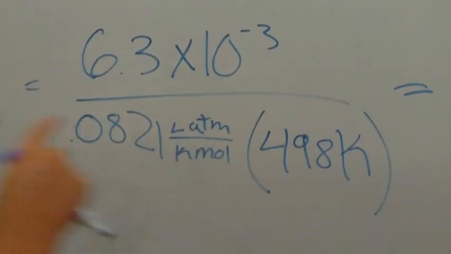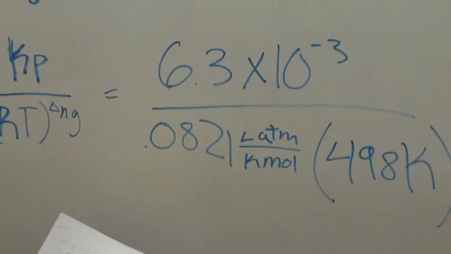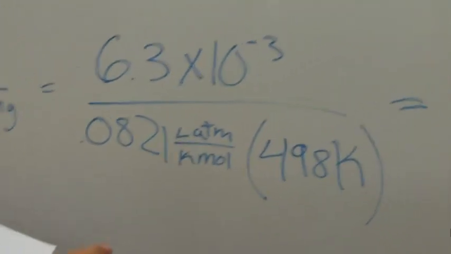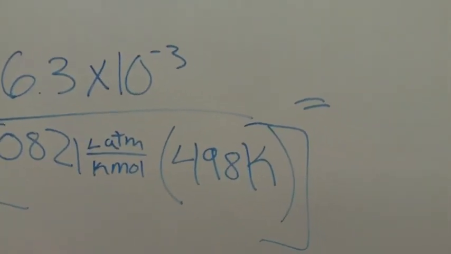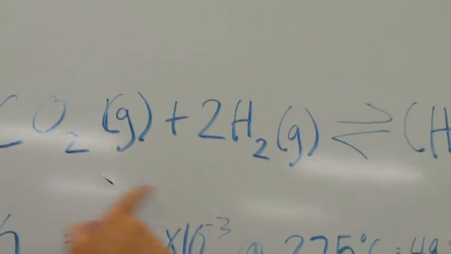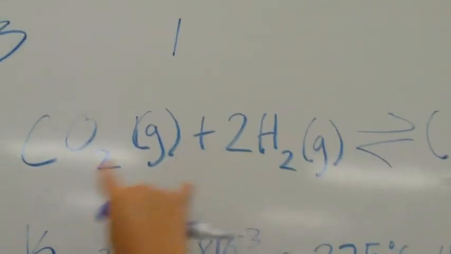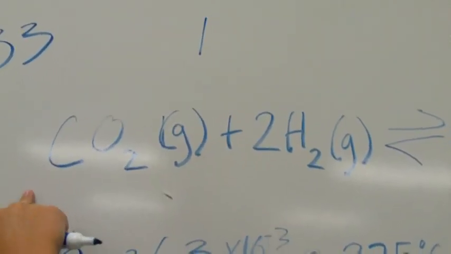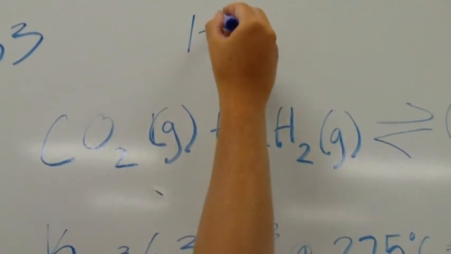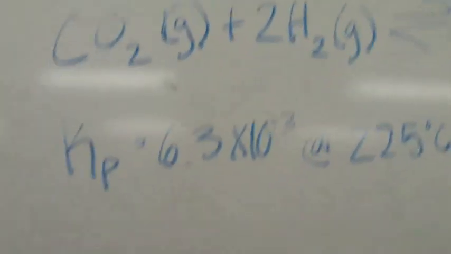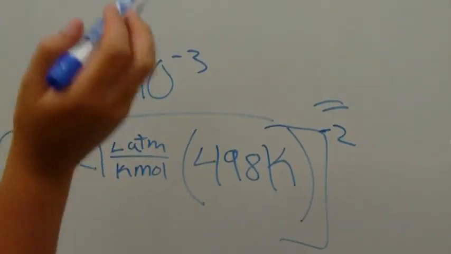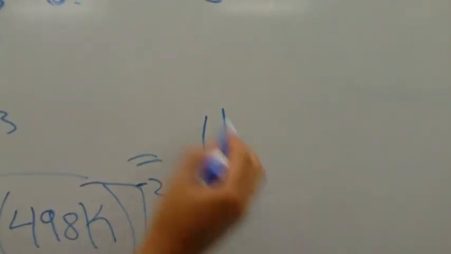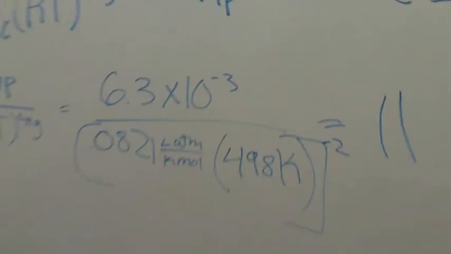So when we do this math, an important thing is that this bottom term, we need to raise to the change in number of moles of gas. So we come up here to the equation, and we see that we've got 1 mole of gas as the product, and 2 plus 1 equals 3 moles of reactant. So that gives us a -2. So this whole term on the bottom is going to be raised to the -2. And then when we do the math across, we just get 11 as our answer, and that's going to be the Kc value.